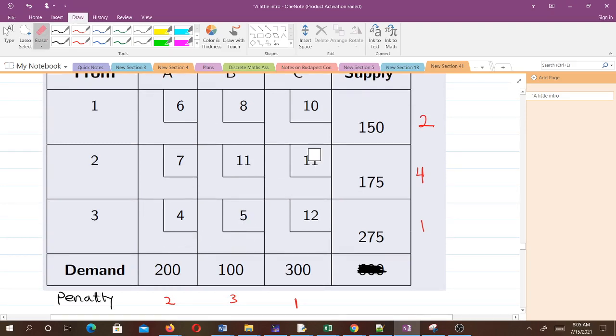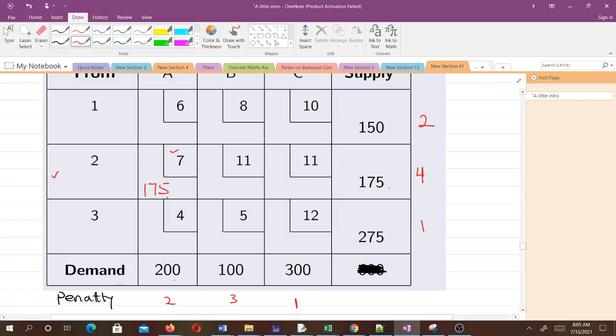So after getting the penalties, we take the highest. We ask ourselves which of them is the highest. So the highest is the 4, which corresponds to what? Row 2, this row, right? So we ask ourselves, in this row, which cell has the least cost? And that is this one. So here we will put the maximum that we can put here. You can see that the supply is 175, the demand is 200. That means we can put all the 175 here.